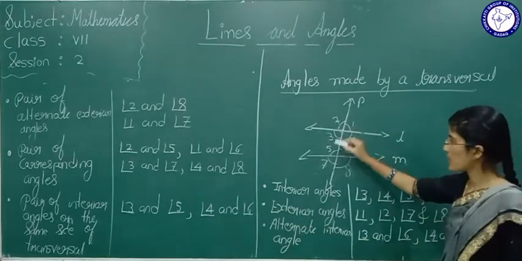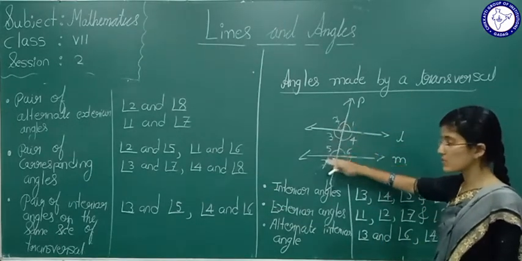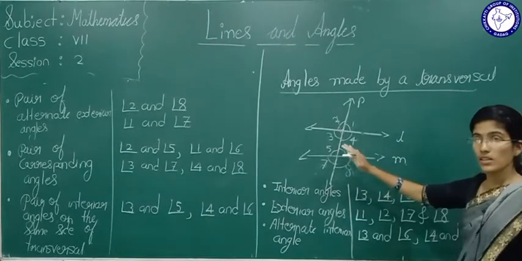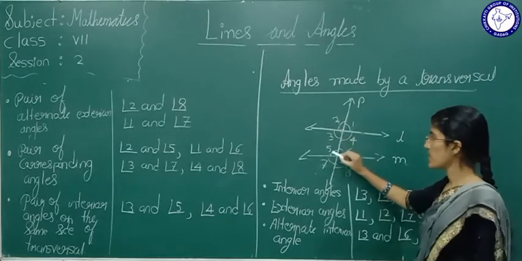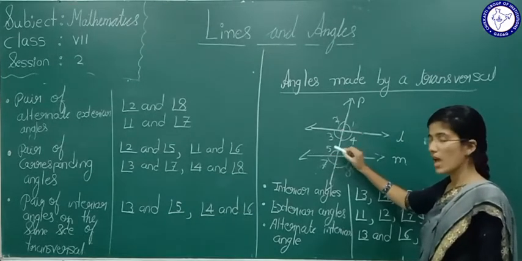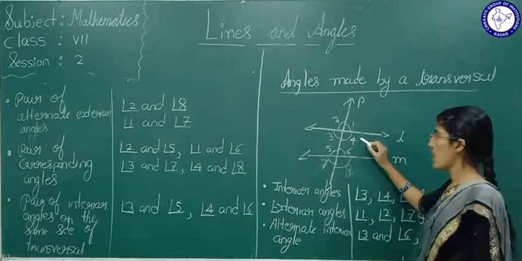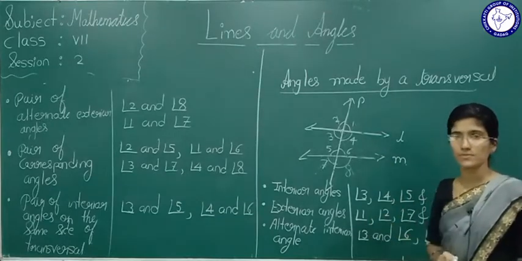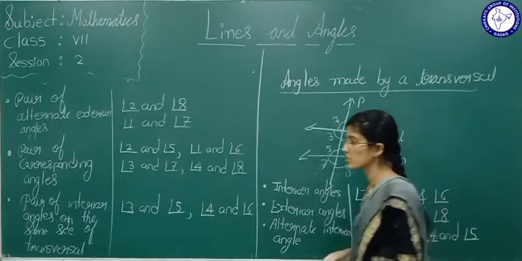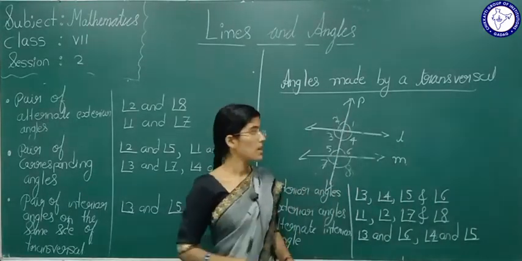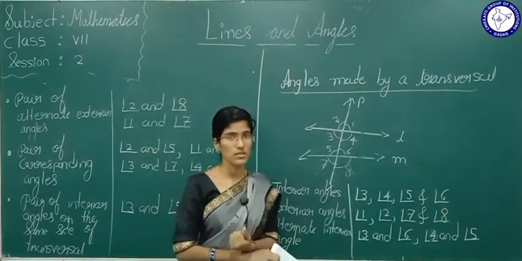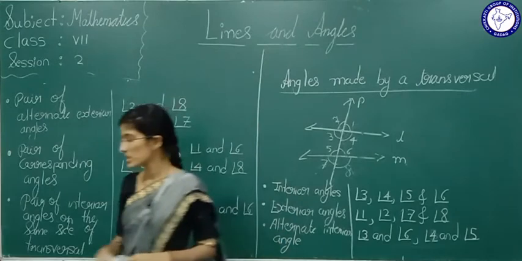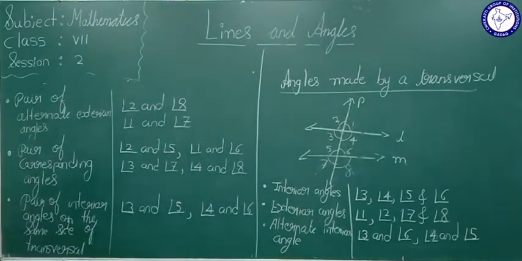Now, pairs of interior angles on the same side of the transversal. Which are the interior angles on the same side of the transversal? That is angle 3 and angle 5, angle 4 and angle 6. Is it understood? This is about the angles made by a transversal. So next we will see about parallel lines.